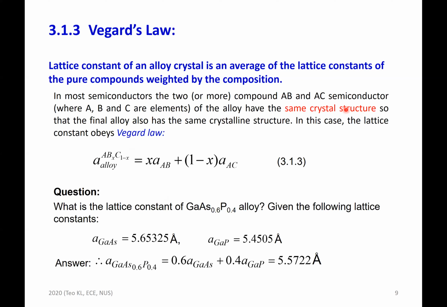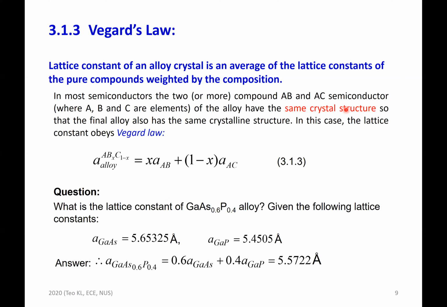And then you form an alloy. Let's say gallium arsenide and gallium phosphide, two compound semiconductors, and you form an alloy called gallium arsenide phosphide by adjusting the arsenic and the phosphorus ratio. We expect the final alloy to also have the same crystalline structure. And in this case, as far as the lattice constant of the alloy is concerned, you obey Vegard's law.